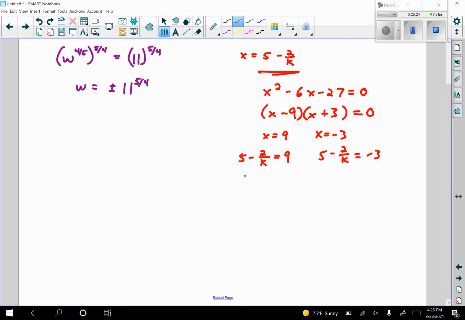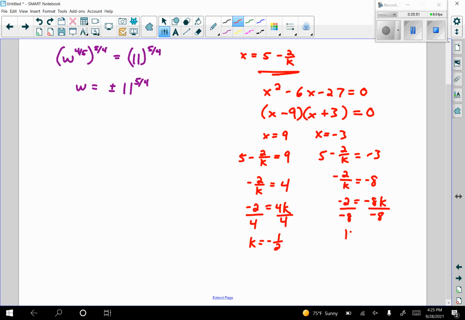What I'm first going to do is just subtract 5. So negative 2 over k is going to equal 4. We're going to multiply both sides by k, so we get negative 2 equals 4k. Then divide by 4 carefully. k equals negative 1/2. Over here, same thing. Let's subtract 5, so we get negative 2 over k equals negative 8. Multiply both sides by k, so negative 2 equals negative 8k. Divide both sides by negative 8, so k is going to equal a positive 1/4.